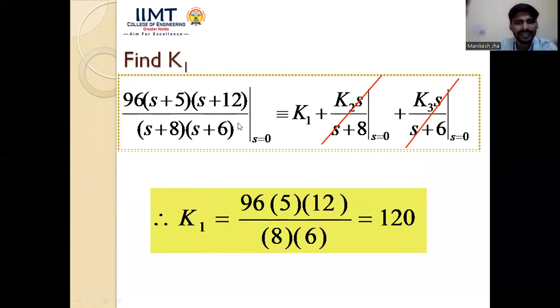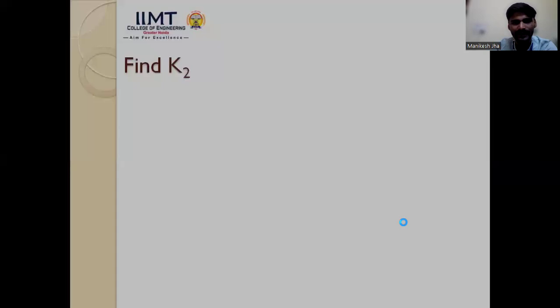So how much is k1? In this expression we put s equal to 0. So we get 96 into 5 into 12 divided by 8 into 6. After solving, how much do we get? 120. So k1 we get 120.